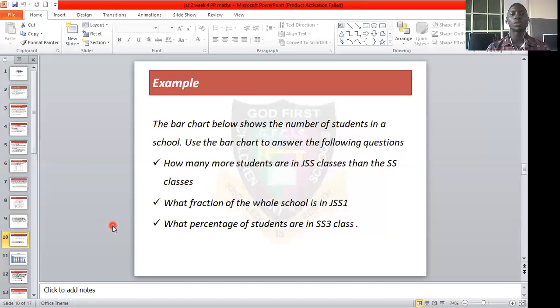Number two says, what fraction of the whole school is in SS1? That is, the total number of the whole school, so what is the fraction of the number of students in SS1? Then number three says, what percentage of students are in the SS3 class? What is the percentage of SS3 from the whole school? So let me take the diagram to explain the notes from earlier.